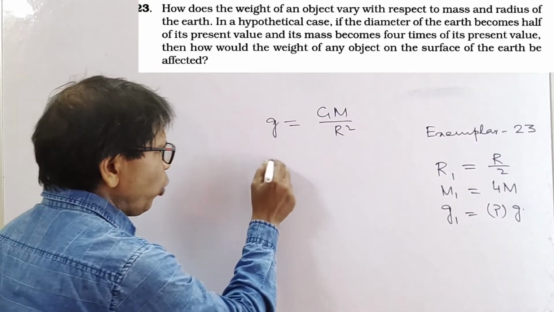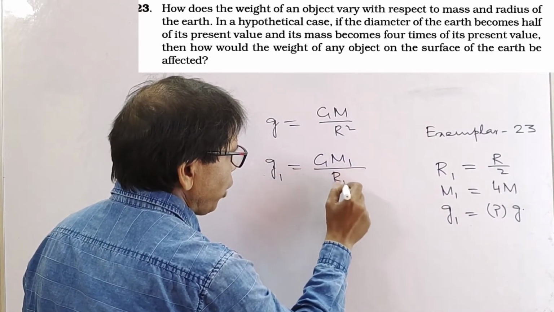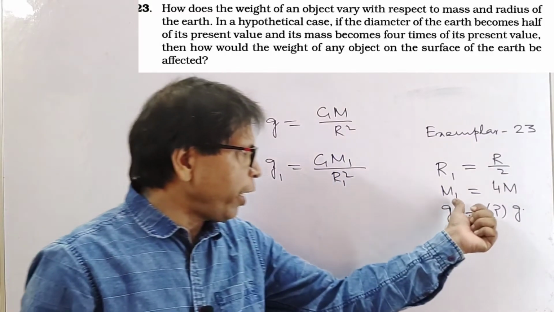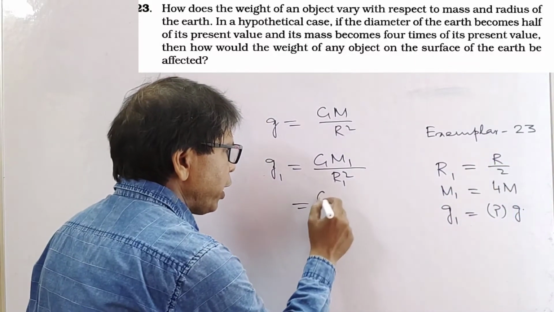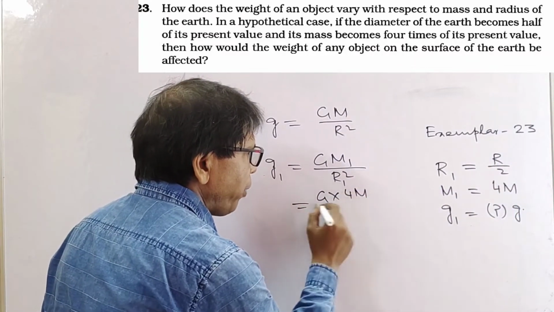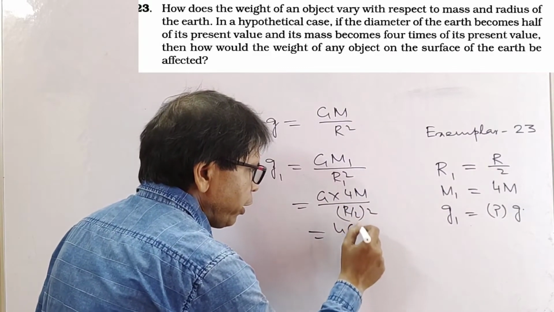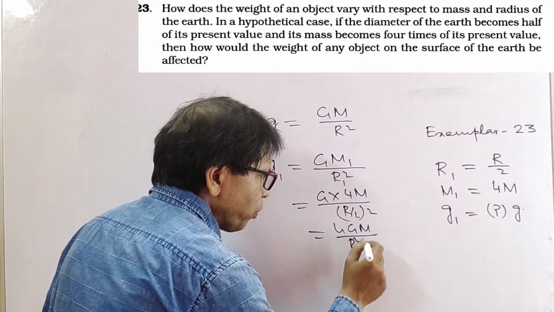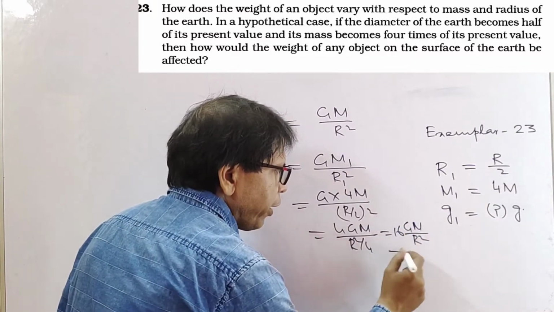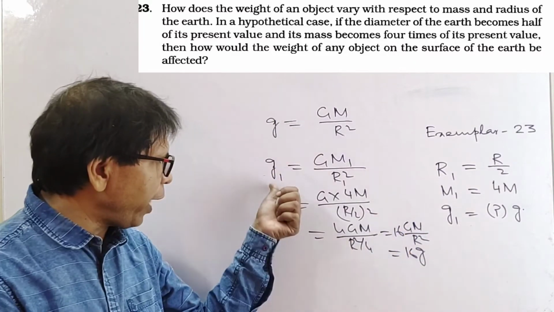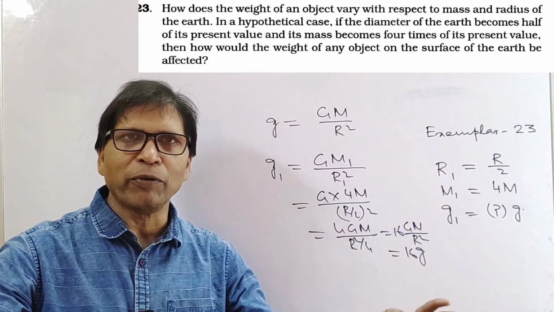Now look at this, G1 is G times the mass of the Earth and this is R1 square. Now here M1 is equal to 4M and R1 equal to R by 2. So this is G into 4M divided by R by 2 whole square. So this is 4GM divided by R square by 4. So this is 16GM divided by R square, therefore 16g. Therefore acceleration due to gravity becomes 16 times its present value.